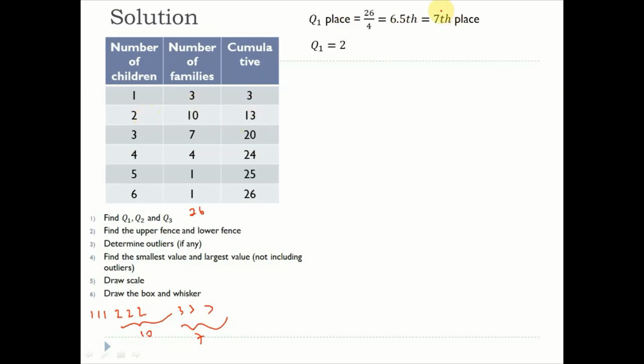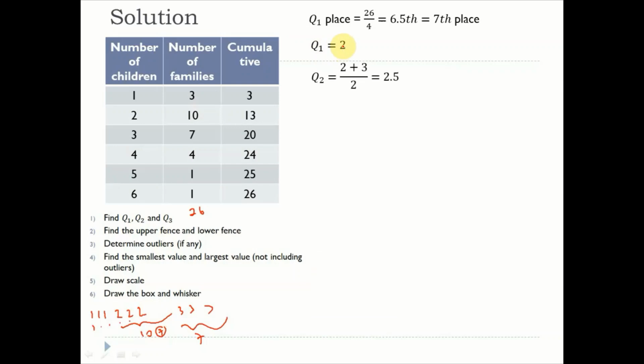Okay. So now sekarang I nak cari the 7th place. So the last place for 1 is 3 and the last place for 2 is 13. Therefore, that I know that 2, maksudnya the 7th place lies somewhere dekat 2. Maksudnya ni first place, second, third place, 4, 5, ada 7 place dalam ni. So I know my 7th place is 2.